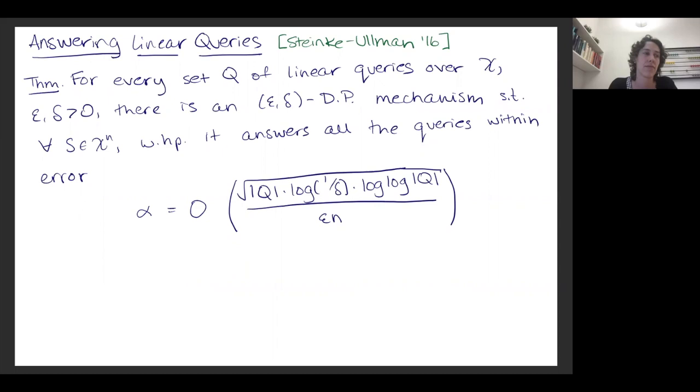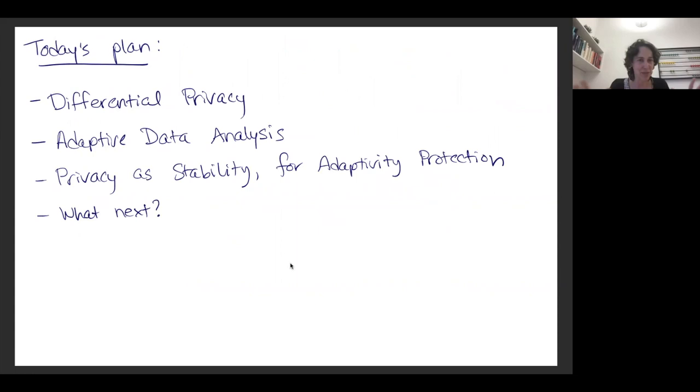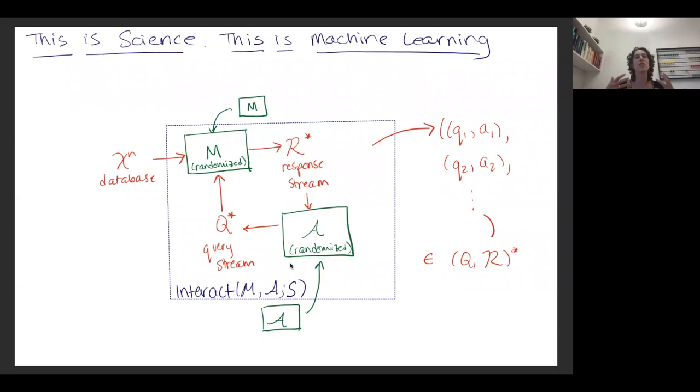Okay, onward. So that was differential privacy, very briefly. Now we're gonna switch gears entirely, forget about privacy for a few minutes, and we're gonna tell you about a different problem. And this is the problem of adaptive data analysis. This is the problem of science. This is the problem of machine learning.